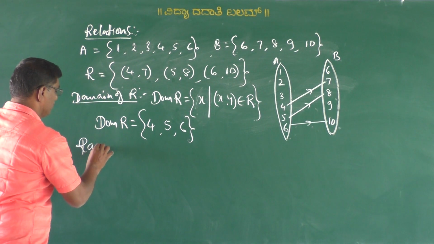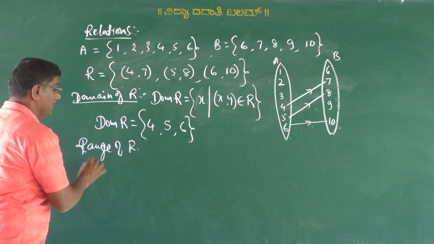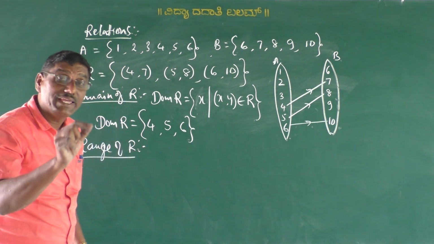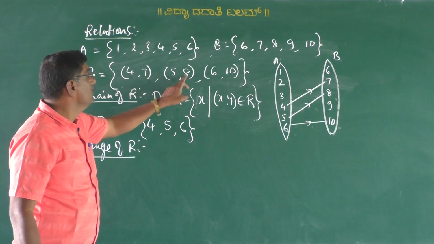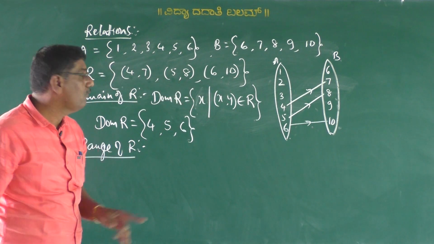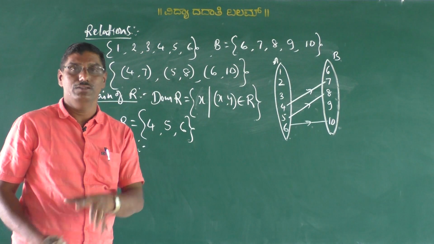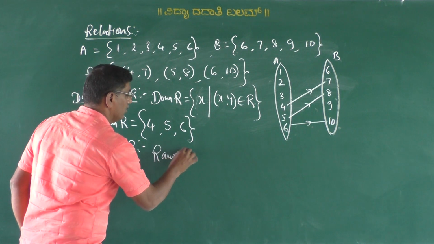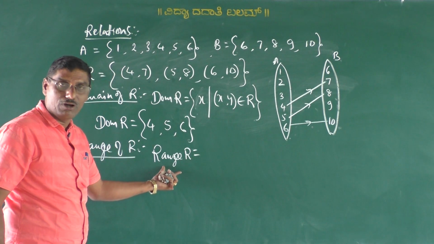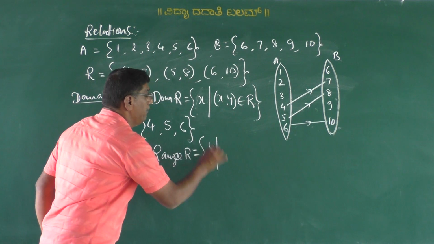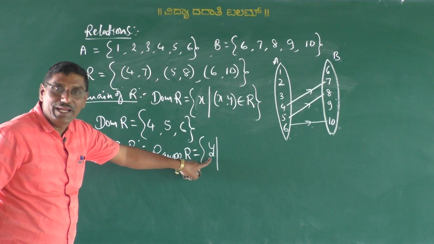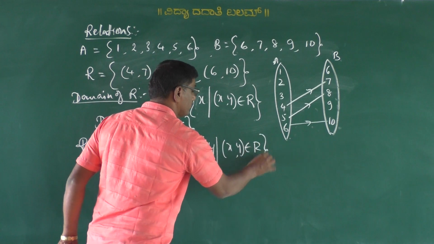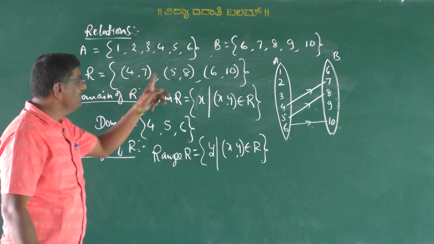the range of R. My dear students, the range of R means the set of all second elements of the ordered pairs in a relation R. It can be denoted like this: range R is equal to the set of all second elements y, such that the ordered pair (x, y) belongs to R. Are you understood?